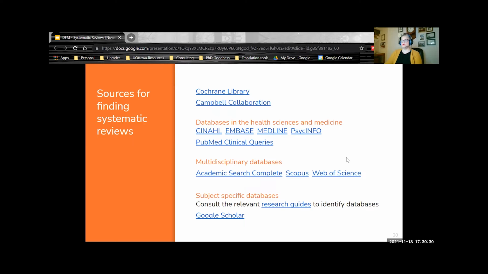Not all protocols or reviews are published in these two. Oftentimes they're just in journal articles. And so again, depending on the discipline that your research question is in, you can search maybe CINAHL, which is more of a nursing and allied health database. You can check Embase or Medline. Medline is essentially like PubMed. PsycInfo is more geared towards mental health and psychology and psychiatry. And again, there's also multidisciplinary databases.